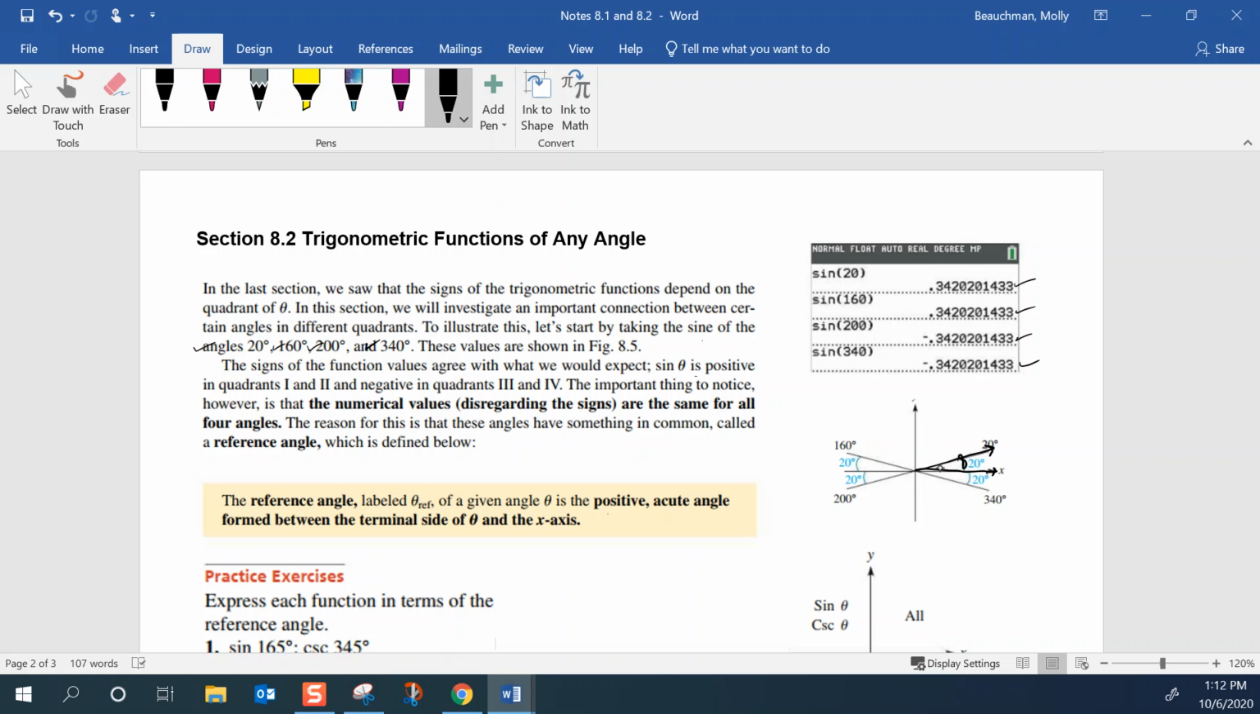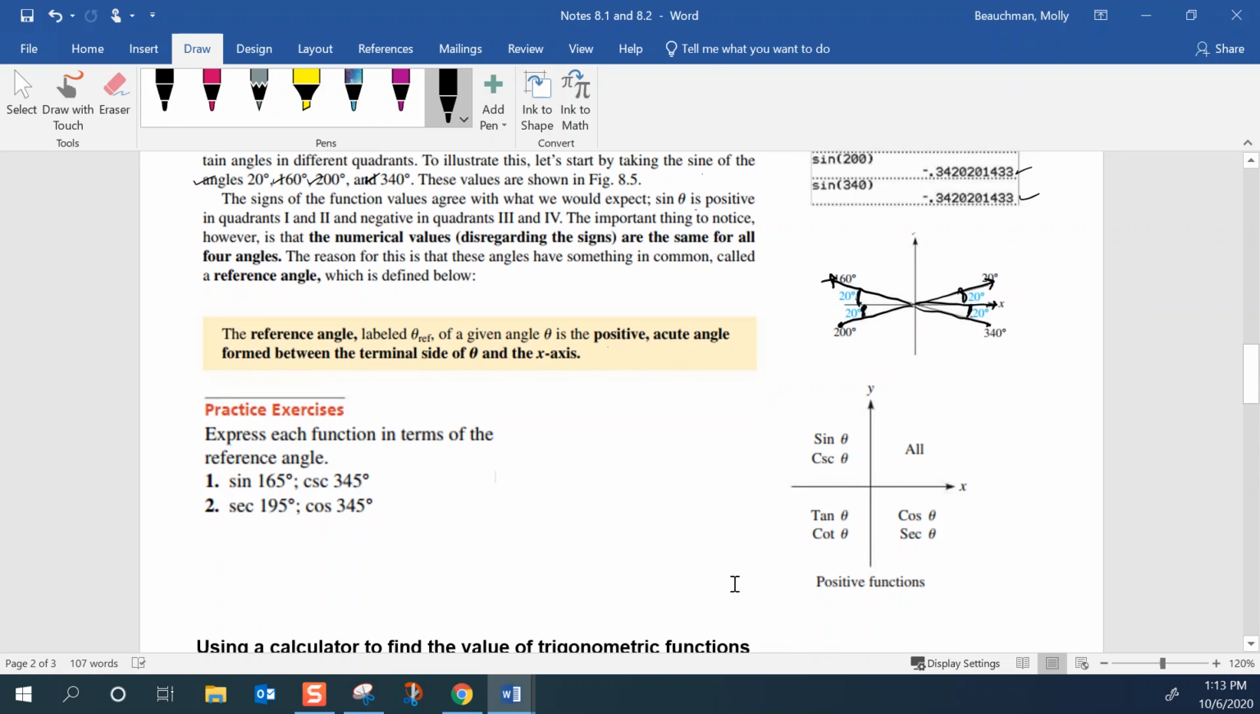The second angle, 160 degrees, lands over here, and its reference angle, the acute angle made with the x-axis, is 20 degrees. 200 degrees, which is here, has a reference angle of 20 degrees with the x-axis, and 340 degrees has a reference angle of 20 degrees. So notice there are three angles that have a reference angle of 20 degrees. The fourth angle is 20 degrees itself. So for every acute angle, for every reference angle, there are actually 4 corresponding angles around the circle.